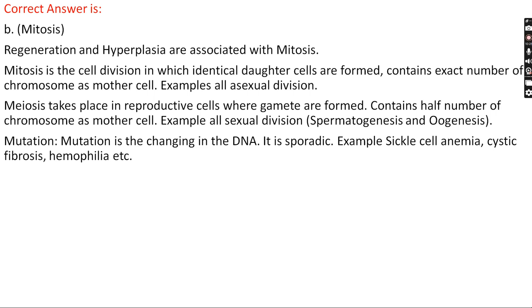Meiosis is the process which takes place in reproductive cells, in which daughter cells are formed, but they contain half the number of chromosomes of the mother cells, and they are not exactly identical to the mother cells. Okay. An example of meiosis is that all sexual divisions come under meiosis, like spermatogenesis and oogenesis. Okay. A mutation is a process where there is a change in the DNA. It is sporadic, not a continuous or spontaneous process. Examples of mutations include sickle cell anemia, cystic fibrosis, hemophilia, etc.